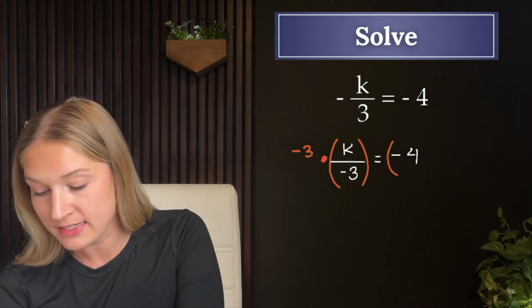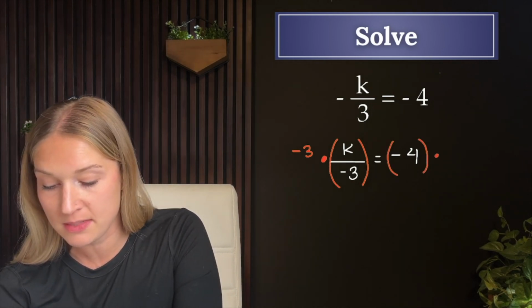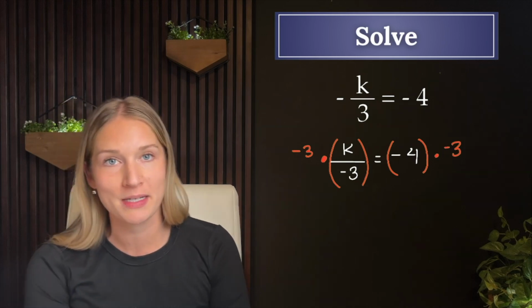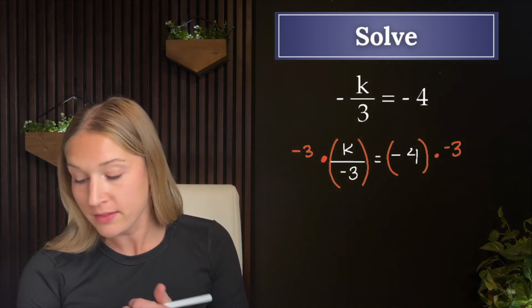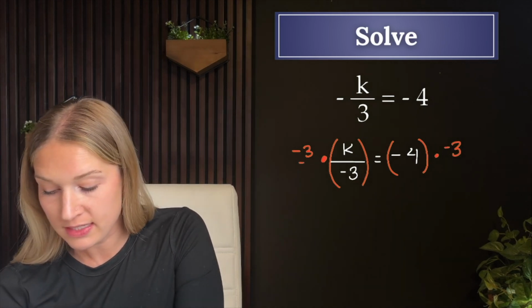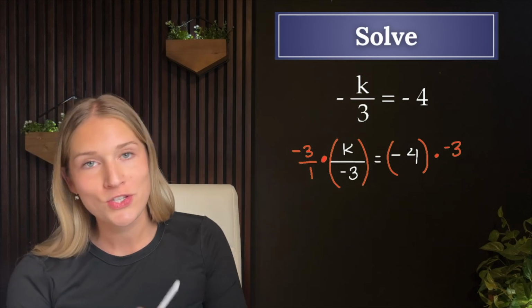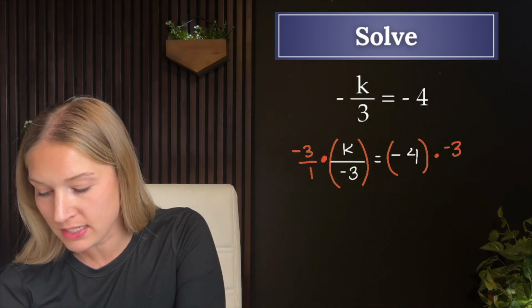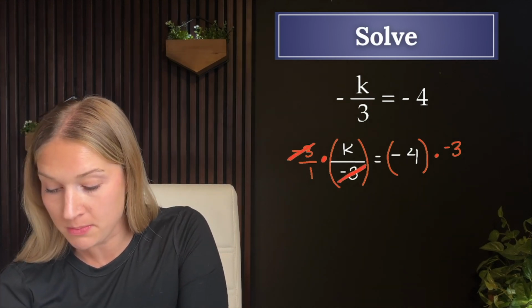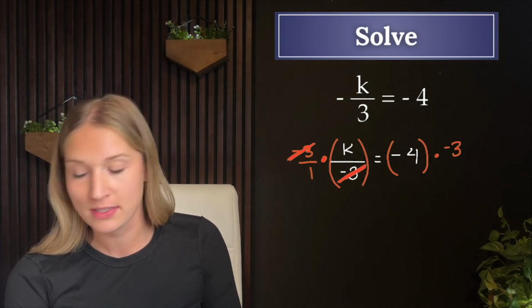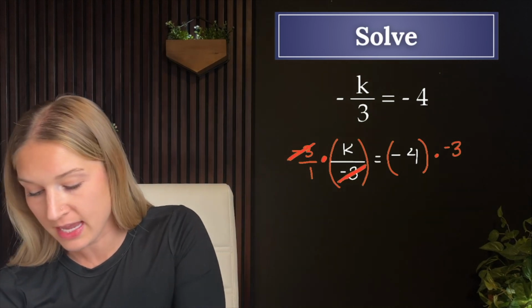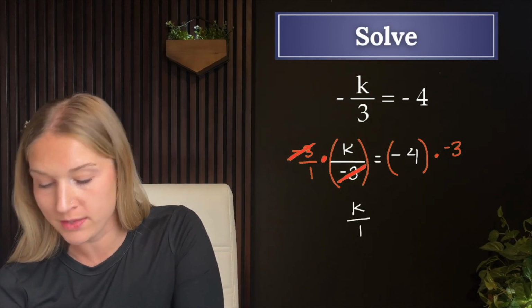So on the right, I have to do the same thing to keep things balanced. So I'm multiplying by negative 3. Now on the left, this is really negative 3 over 1. So what happens is I have a negative 3 in the numerator and in the denominator, so they cancel each other out. And what I'm left with is k on top and a 1 on the bottom.